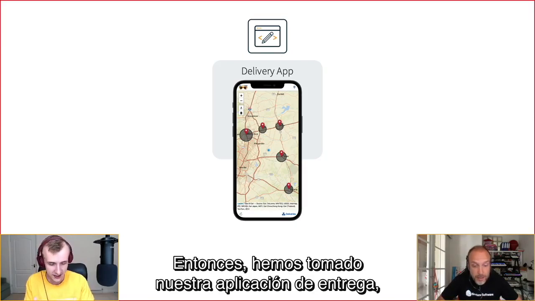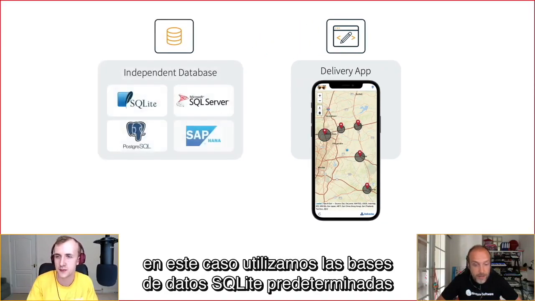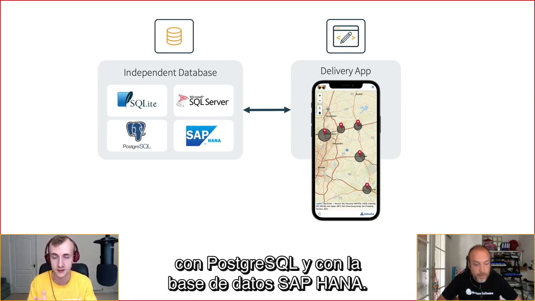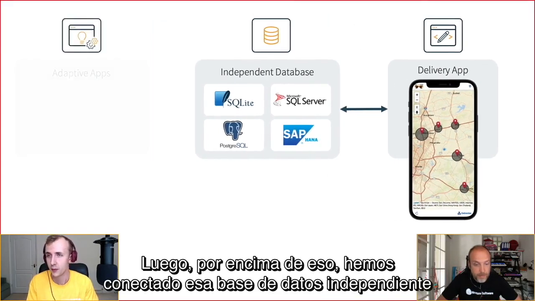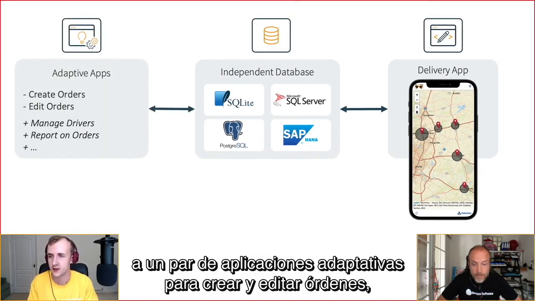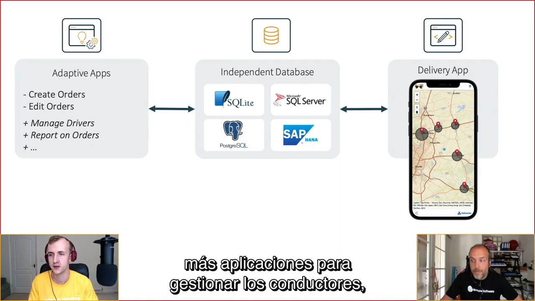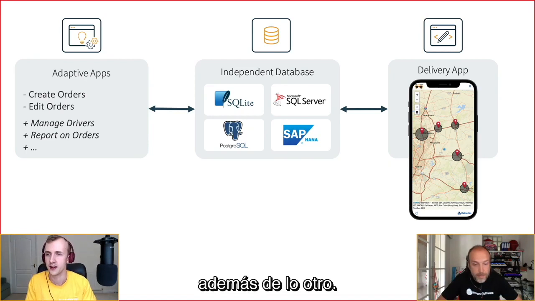So we've taken our delivery app, we've connected it to an independent database. In this case, we're utilizing the default SQLite database, but the Neptune platform enables support for Microsoft SQL, for Postgres SQL, as well as connecting to a SAP HANA database, for example. And then on top of that, we've connected that independent database to a couple of adaptive apps for creating orders and editing orders. But then it's simple to then, within minutes, create more applications for managing drivers, reporting on orders, generating some analytics on top of that as well.